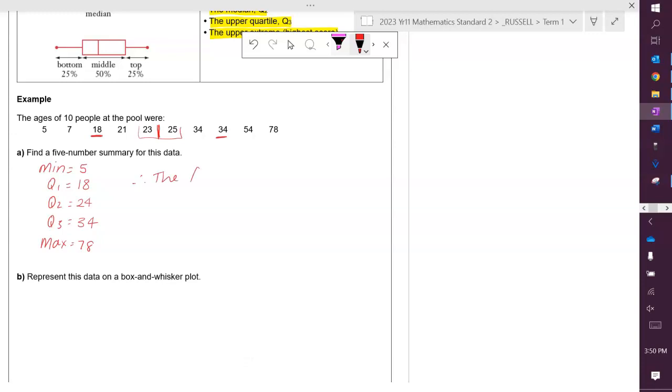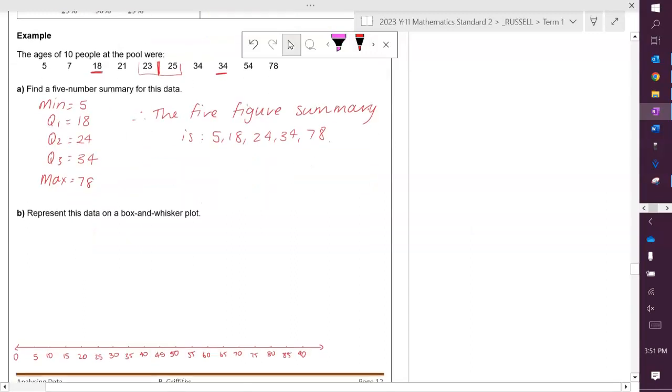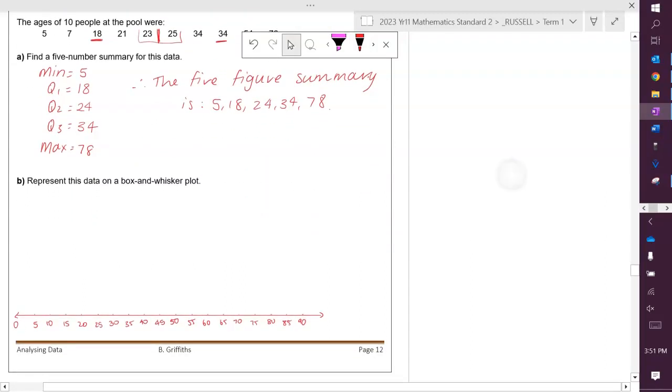The 5-figure summary is 5, 18, 24, 34, and 78. Now what we need to do is draw a box plot. So I have my number line set up, and I have it for as low as it needs to go up to as high as it needs to go.